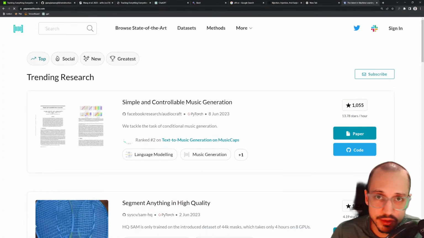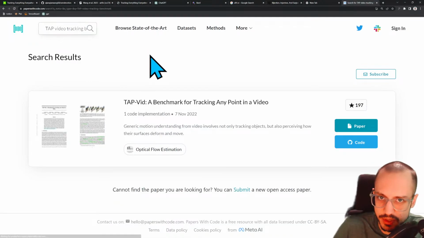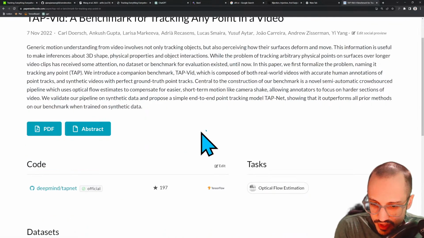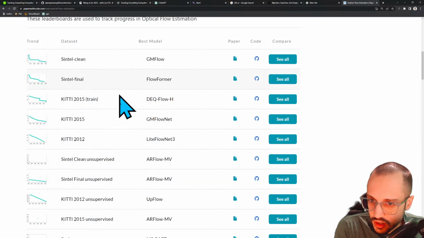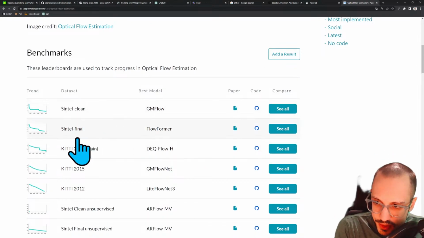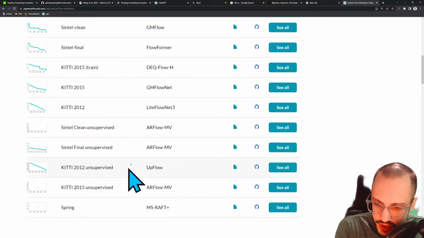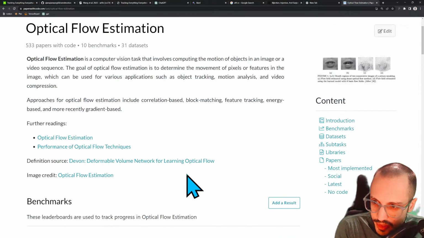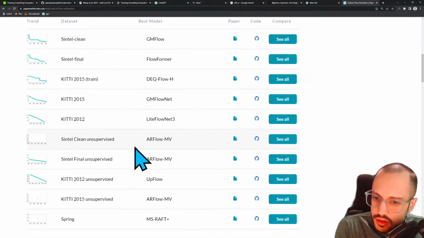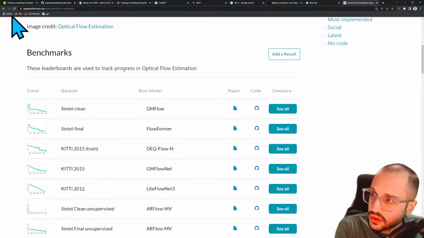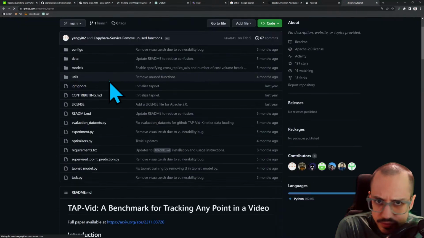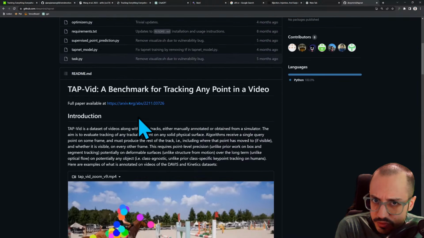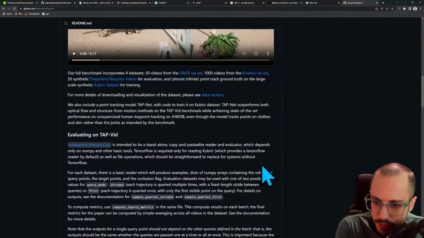Let's go on Papers with Code. Let's search up this video tracking benchmark. TAP-Vid. This is optical flow estimation. You see here different benchmarks for optical flow. You have KITTI, which is the autonomous vehicle benchmark. But I don't see any TAP benchmark here. TAP-Net? Benchmark for tracking any point on a video. Is this on a website somewhere? Can we see it?